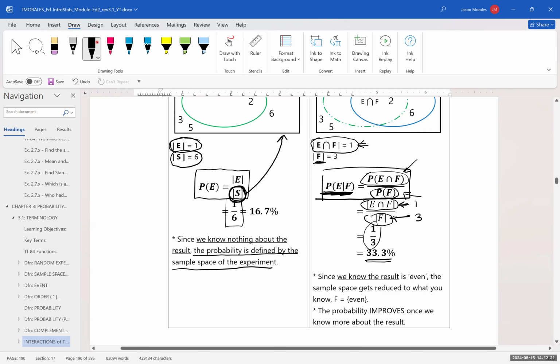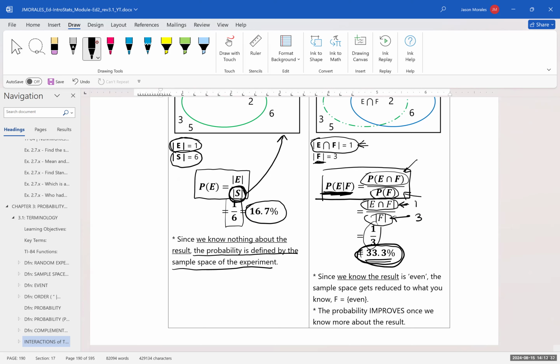So notice the difference: getting a 2 with a single event is 16.7%, whereas getting a 2 when we know the outcome is going to be even raises the probability. Yeah, it doubles the probability. So since we know the result is even, the sample space gets reduced. And what we know is that the result will be even. So the probability improves once we know more about the result.